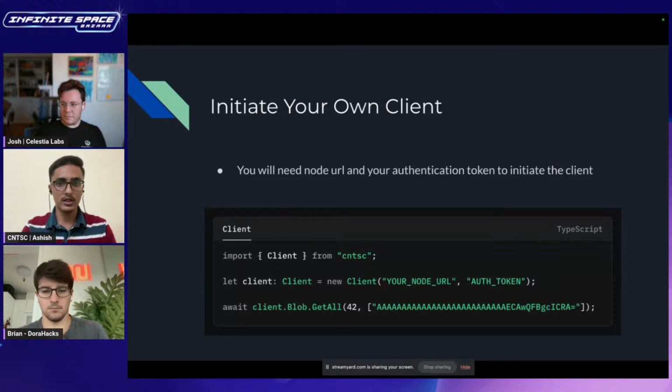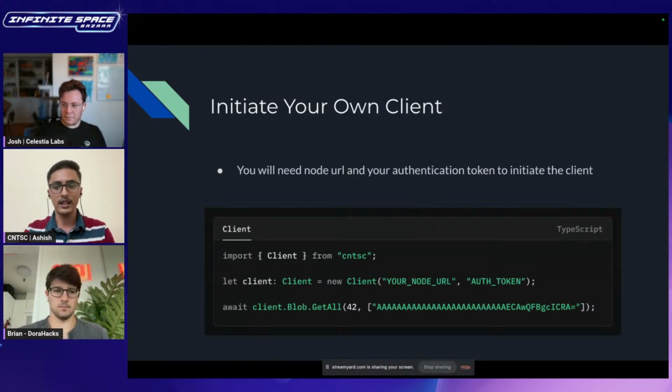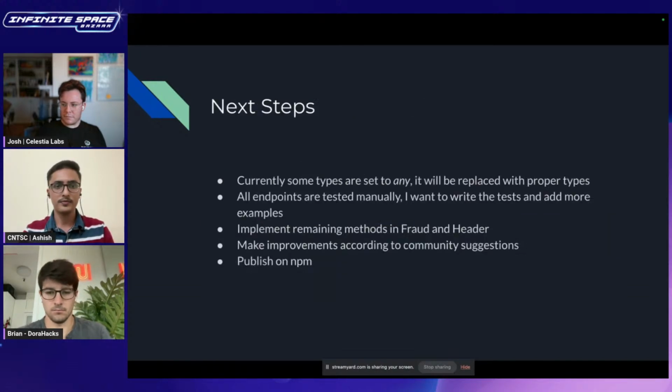To start with, you'll need the node URL and your auth token, and you need to initiate your own client with this. I use Lightnode for this, but you can use any. Just make sure you provide all the correct parameters when using any method. The get all method usually requires just the height and namespace ID. There is one example about that.